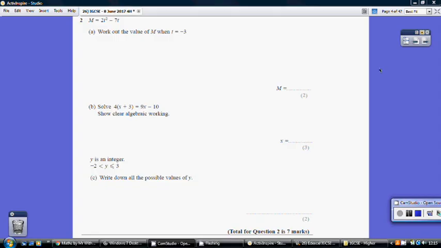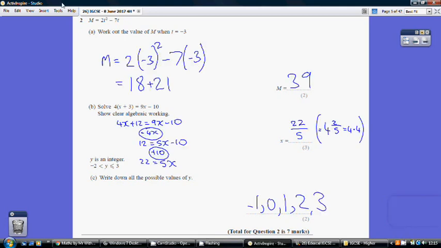Question 2. So for part A, we've got to work out the value of m when t is minus 3. So we're simply substituting minus 3 into this equation. So just pop this straight into your calculator like this, and it will give you the correct answer. But just so we're clear, minus 3 squared means minus 3 times minus 3, which is plus 9. And 9 2s are 18. And secondly, minus 7 times minus 3 is plus 21, hence the 39.